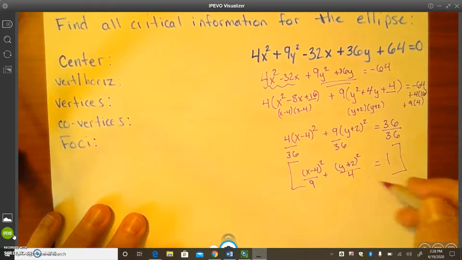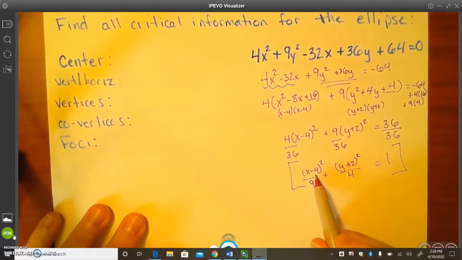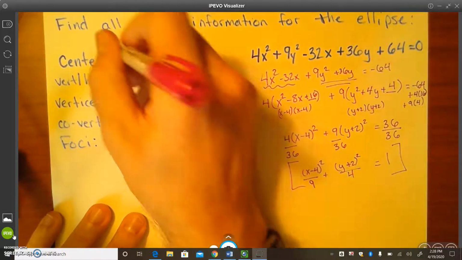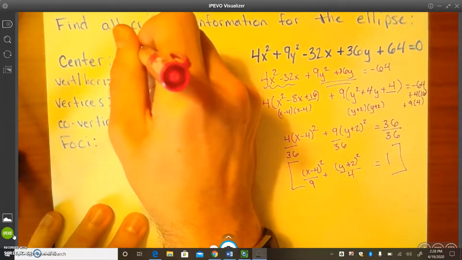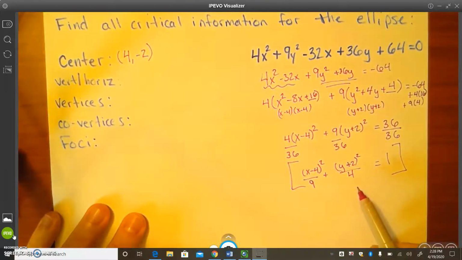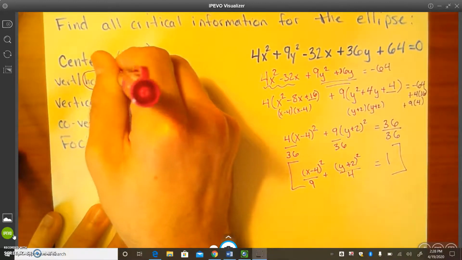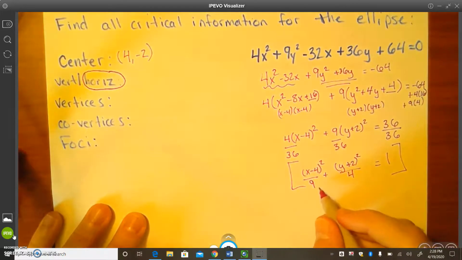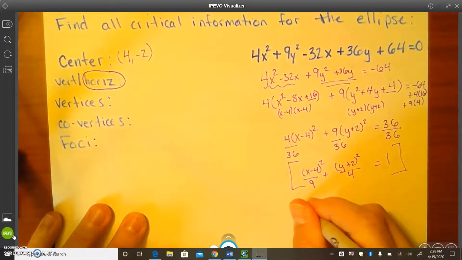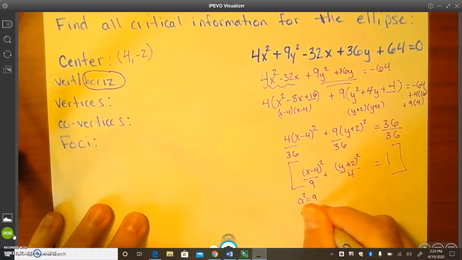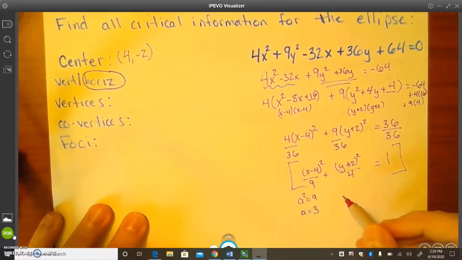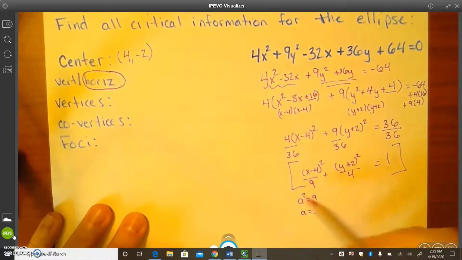So for instance, my center is going to be positive 4, negative 2. Because the larger denominator now is underneath the x term, this is going to be a horizontal ellipse. Okay, now we're still going to look for the larger one for a squared, so a squared equals 9, so a equals 3, all right? That's now going to go left and right 3 units to find my vertices. Again, I'm going left and right because it's horizontal, right?